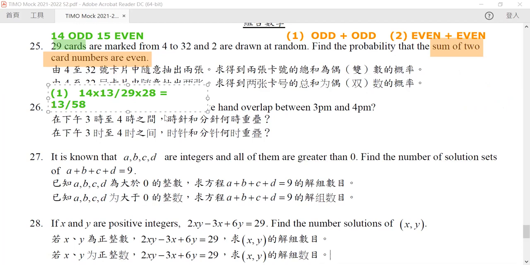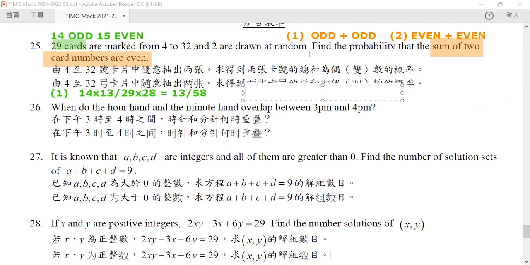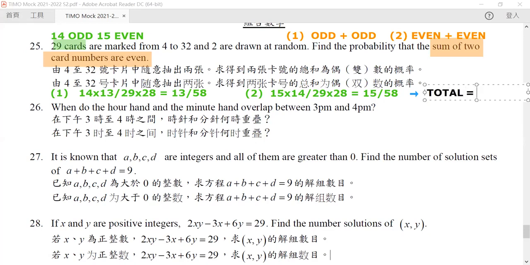Now for these two probabilities, the probability of the first thing to happen is equal to 13/58. The probability of the second, that we draw two even cards, is equal to 29 times 28, and hence it would be equal to 15/38. So this is for our second condition. So in total, the sum will be equal to 28 divided by 58, and hence the probability will be equal to 14/29.